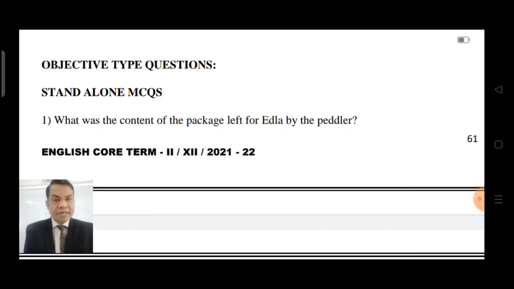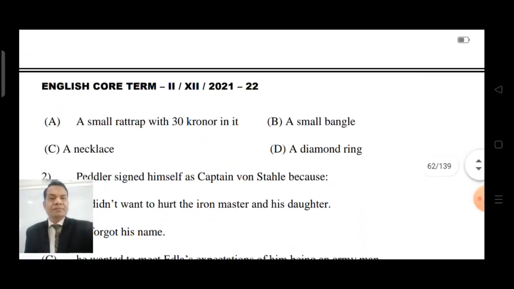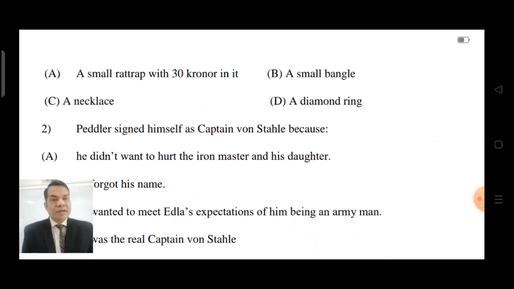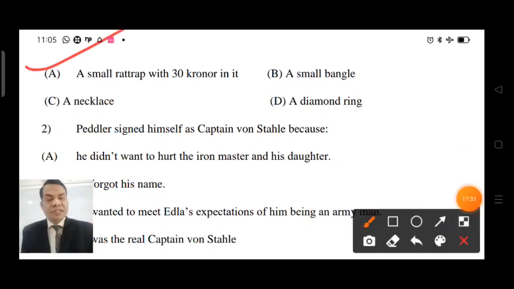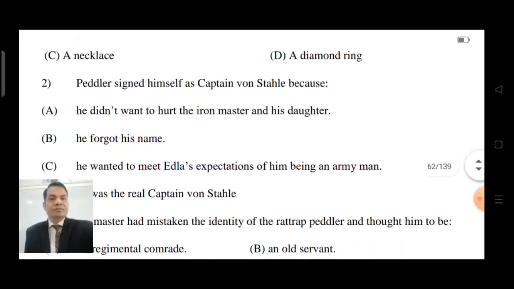What was the content of the package left for Edla by the peddler? A small rat trap with 30 kroner in it, a small bangle, a necklace, a diamond ring. So we all are aware here. Option A is correct, that is a small rat trap with 30 kroner in it. Question 2.